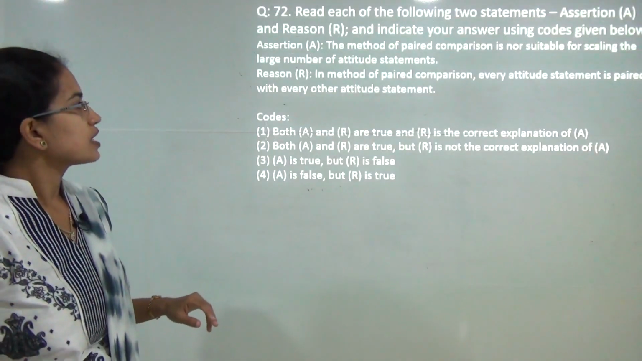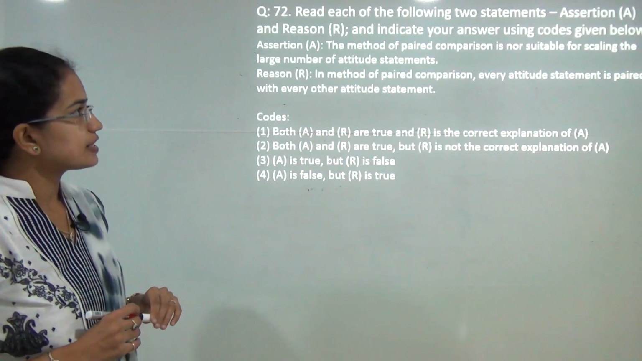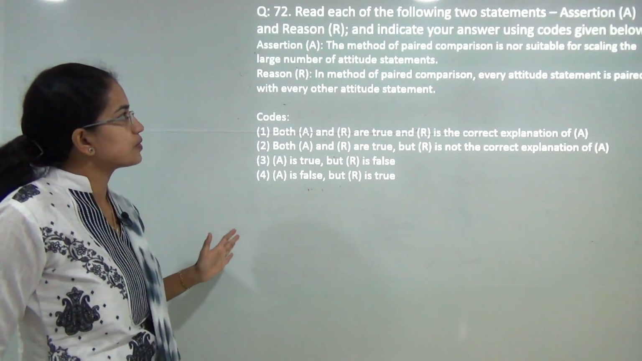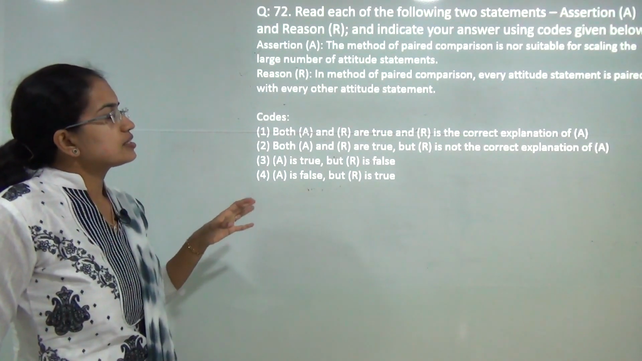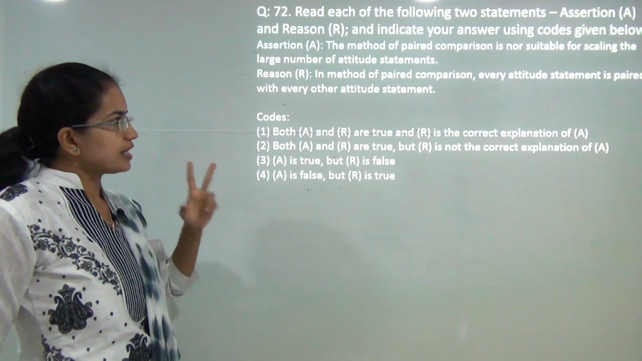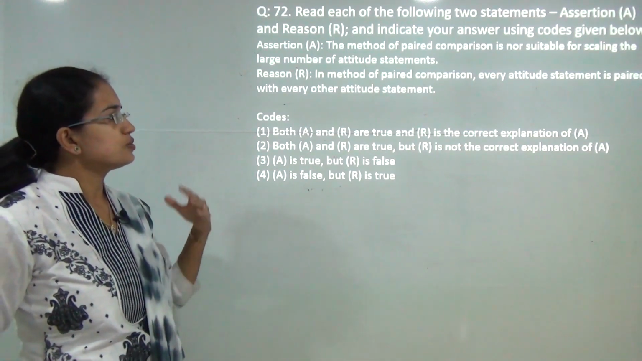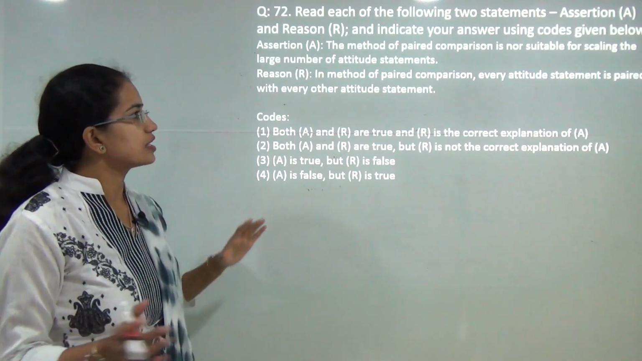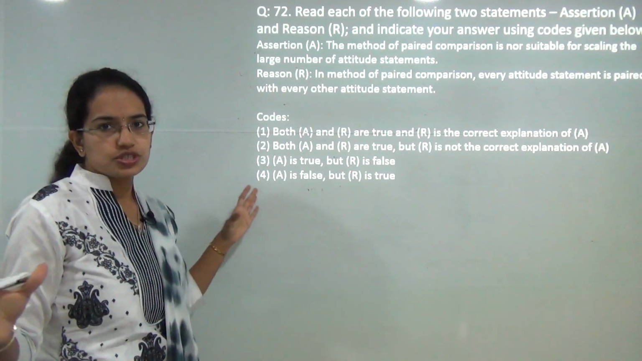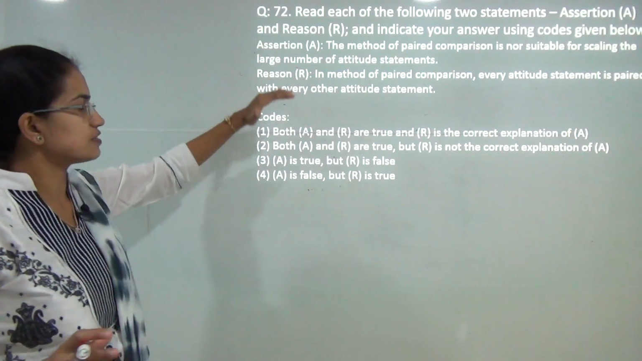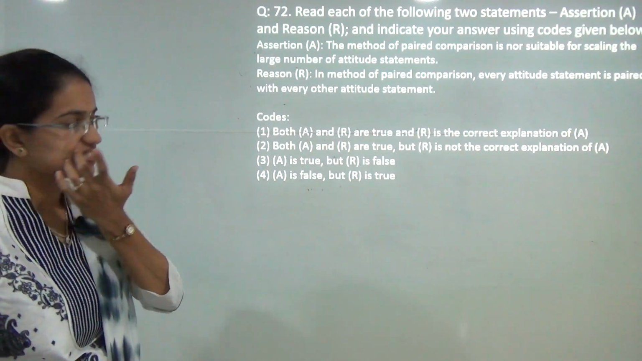Next, the method of paired comparison is not suitable for scaling a large number of attitude statements because every statement is paired with every other statement, and therefore it cannot be used for a huge set of data or a huge number of statements. So you have the reason as the correct explanation for the assertion. So 1 would be the correct answer.